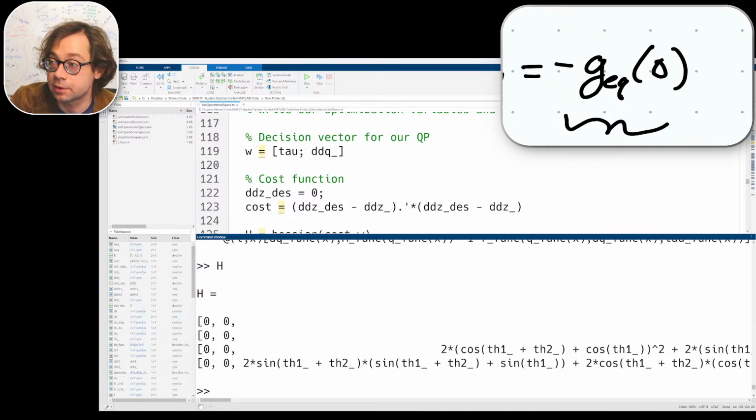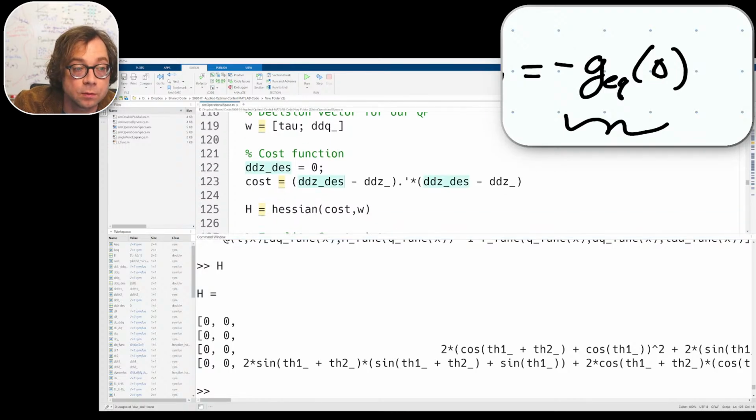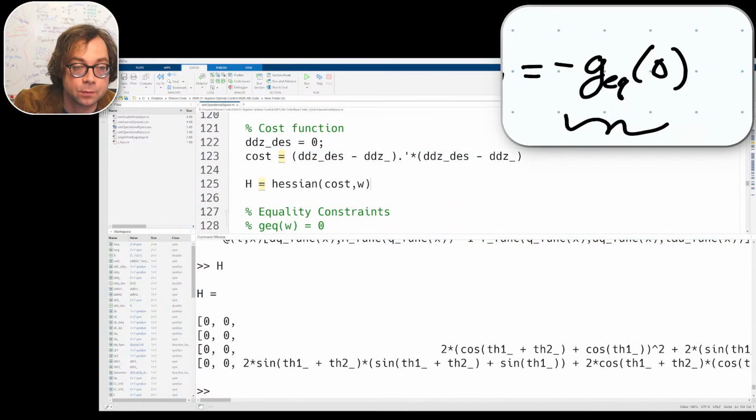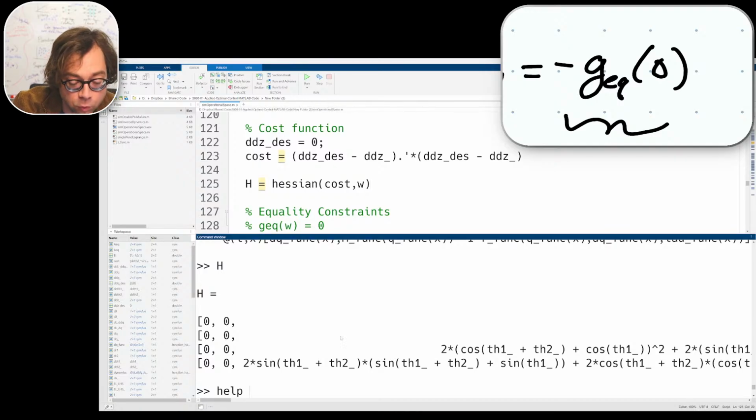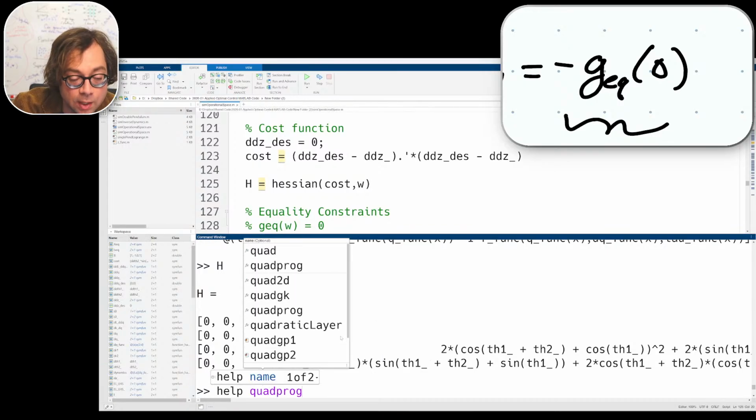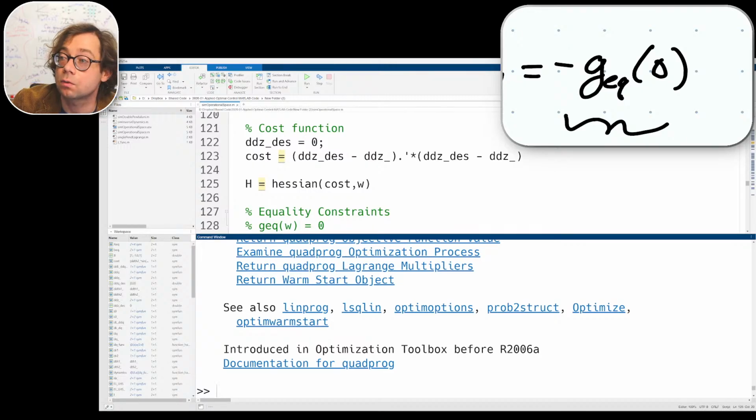Actually, might be able to put all this in one line. This is going to be pretty crazy. All right. So we're moving forward. We got our Hessian. Okay. Now, keep in mind that's for quadprog. Just a reminder, for quadprog, we then also need the gradient.